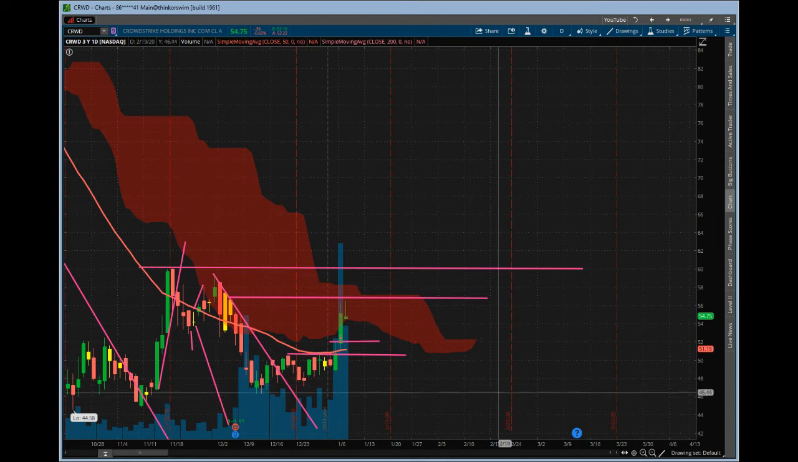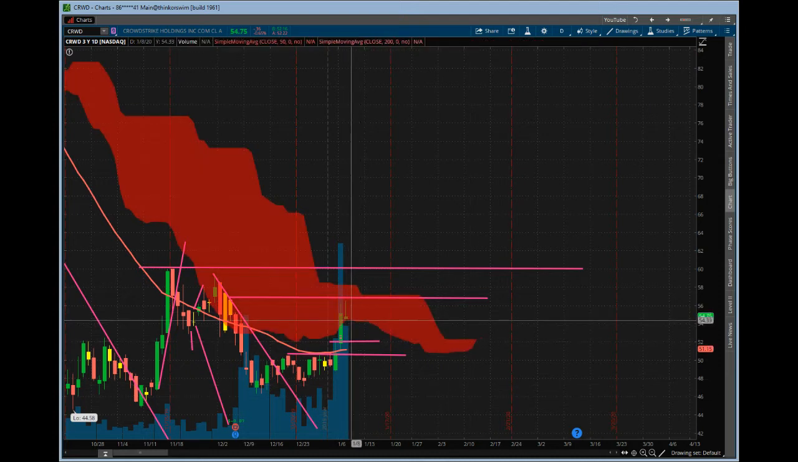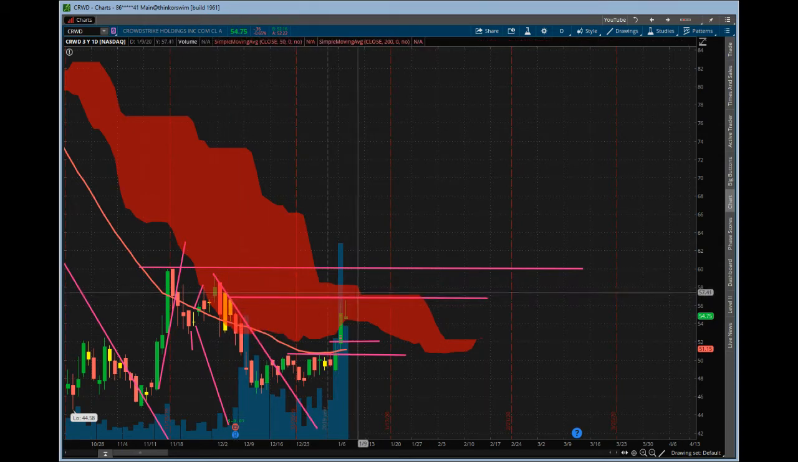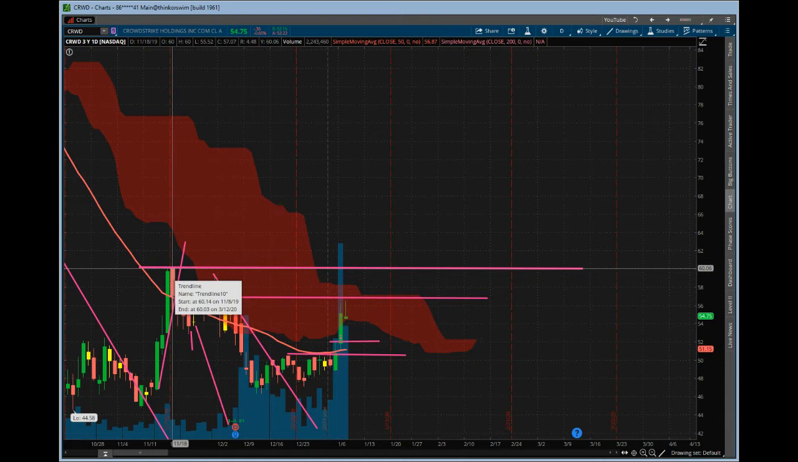Next level down is here at 52. It held the cloud today, so hopefully it can stay in there. Ideally it'll tag these double inside day levels, close above it, and get out of the cloud. Next resistance level is up here at 60. So definitely something to keep an eye on there.